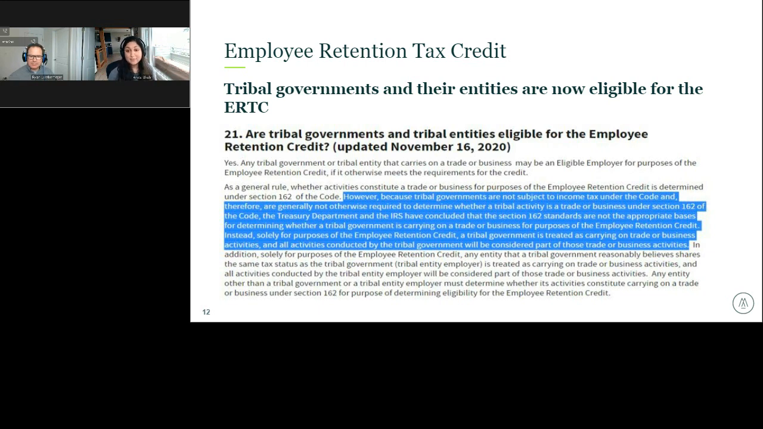So finally, on November 16th of 2020, at the end of the year, the IRS and Treasury Department said that, yes, for the purposes of this ERTC, which is the Employee Retention Tax Credit, a tribal government or tribal entity is treated as carrying on a trade or business and is therefore eligible for the Employee Retention Tax Credit. So what does this mean to you?